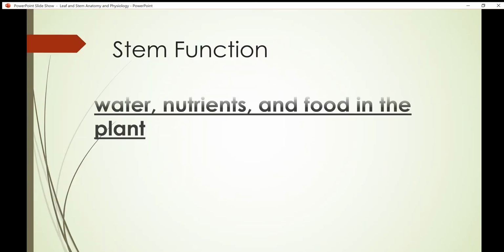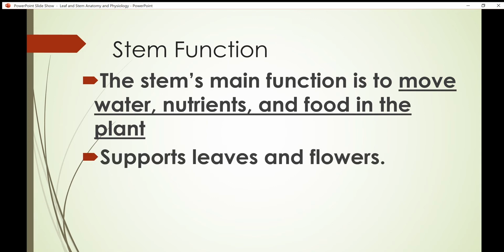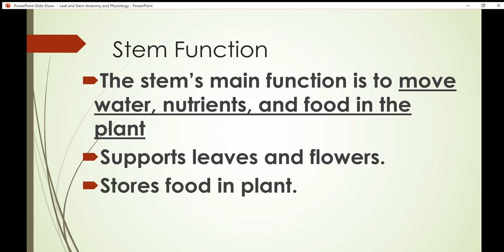So first things first, the stem's main function is to move water, nutrients, and food in the plant. It's like the hallway or the interstate of the plant. It is the moving tool. It also supports the leaves and flowers and keeps the plant upright, if that's one characteristic of the plant, or it helps it crawl along if it's a vining plant. It also stores some food in the plant, not a whole lot. Most of the food storage is done in the roots of the plant, which we'll talk about in our next lesson, but it does store some food.